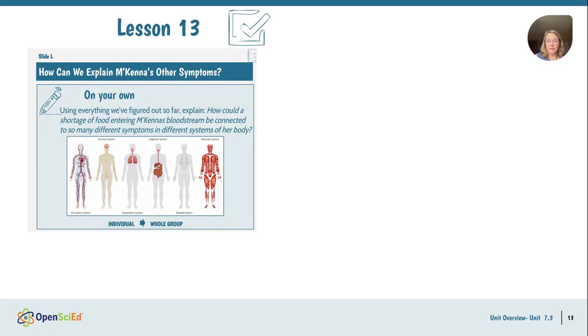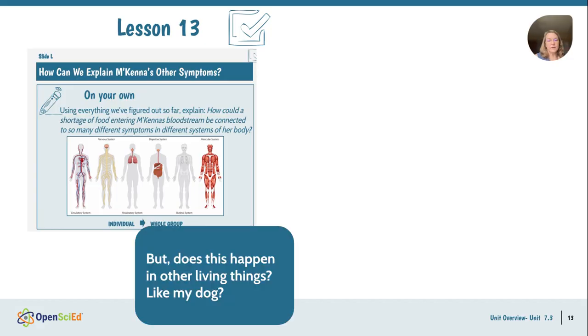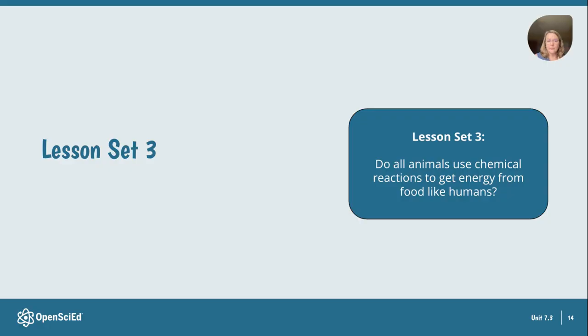In lesson 13, we take stock of everything we figured out that is happening in the different body systems within a healthy body by developing a revised model. We compare our models and develop a consensus model to explain how a healthy body uses energy and how McKenna's body could be functioning differently. This leads us to wonder if the same process is happening in animals. And this is the end of lesson set 2. Now we're ready for lesson set 3.